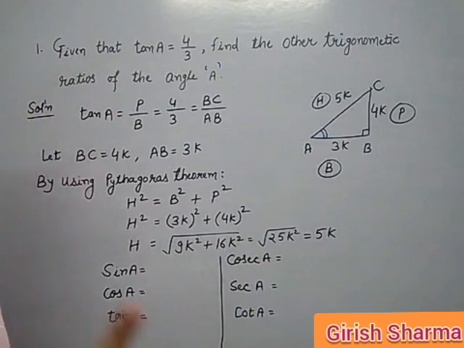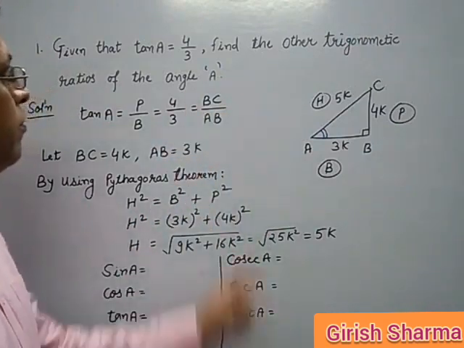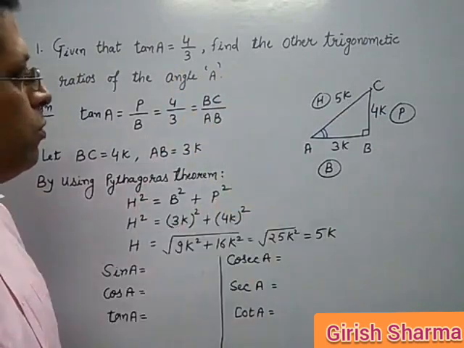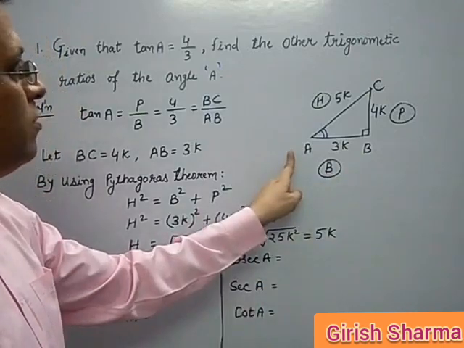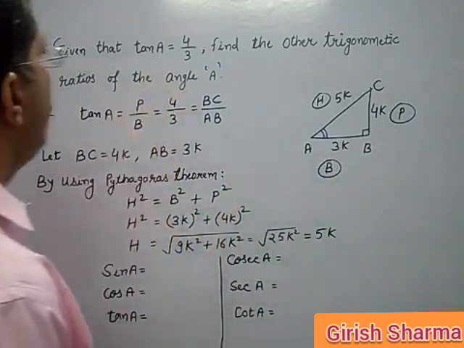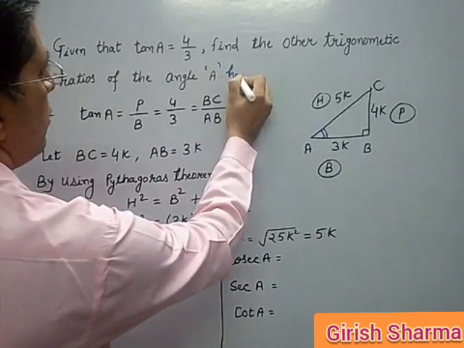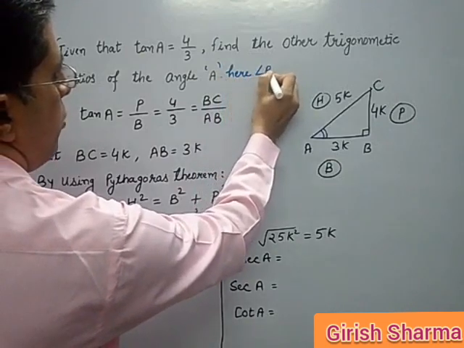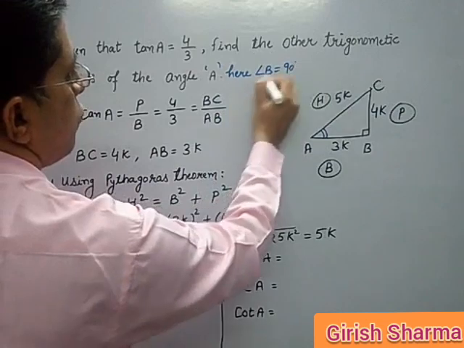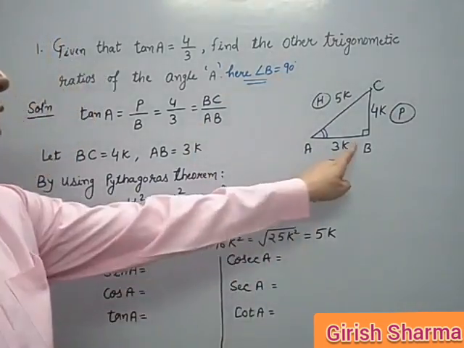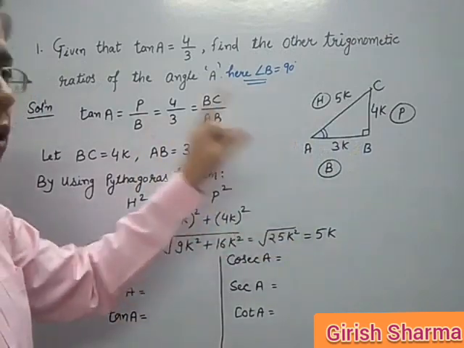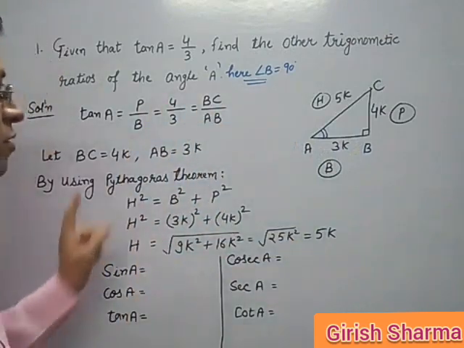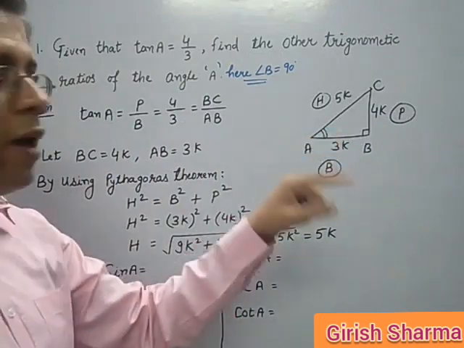When sine, cos, tan, all these things are given, it means we have given one right triangle. Angle A is given to you. Okay, this is your right triangle. And one more thing is given to you: angle B is equal to 90 degrees. Angle B is 90, angle A is given to you. You have to find all trigonometric ratios like sine, cos, tan, cosec, sec and cot.